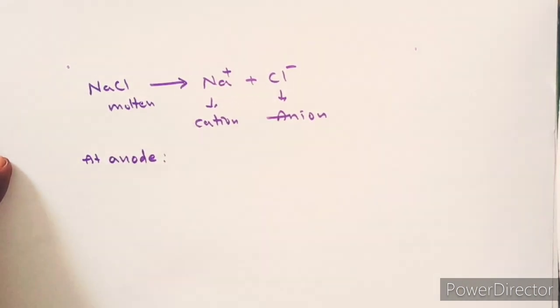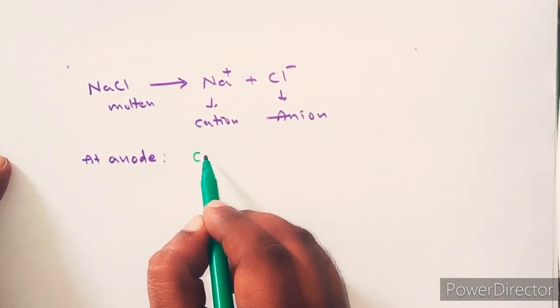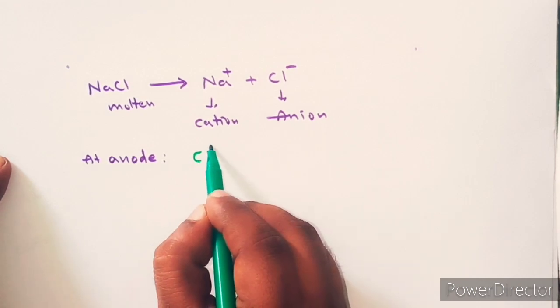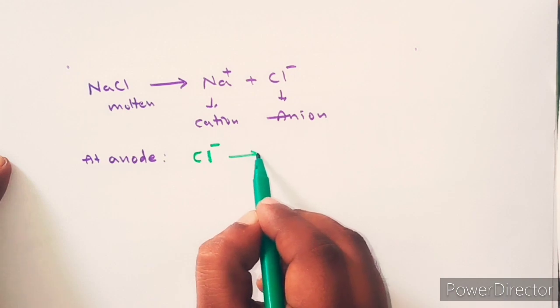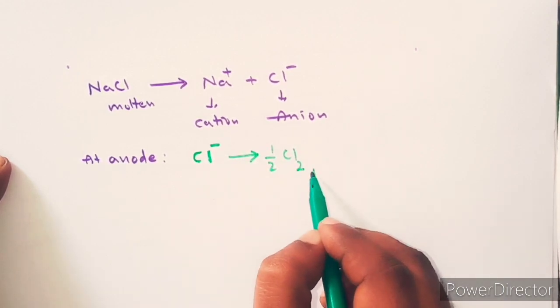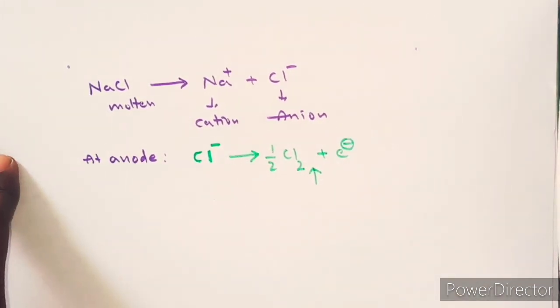So at the anode, what reactions are taking place? At the anode, the anion will migrate, that is chloride ion. So chloride ion is migrating towards the anode electrode. This chloride ion undergoes oxidation to produce chlorine gas, releasing electrons.